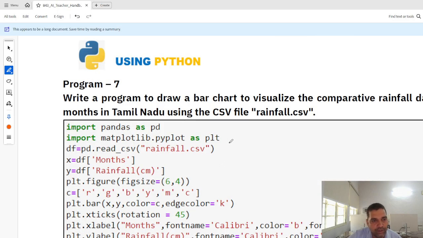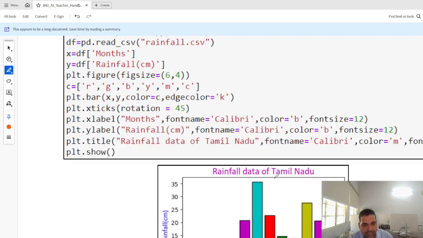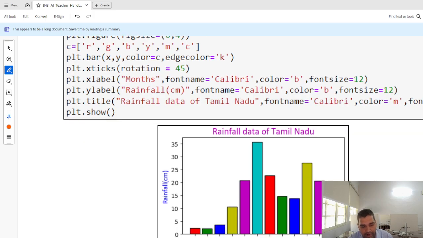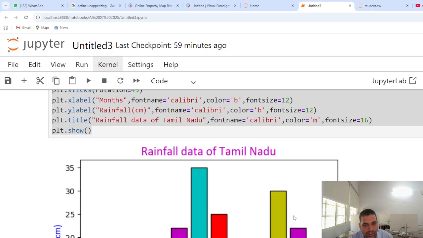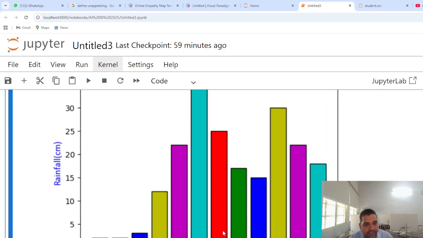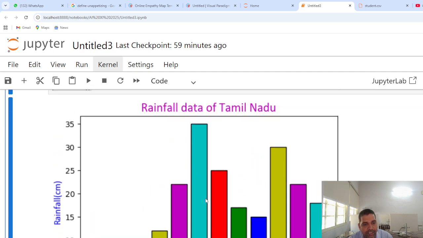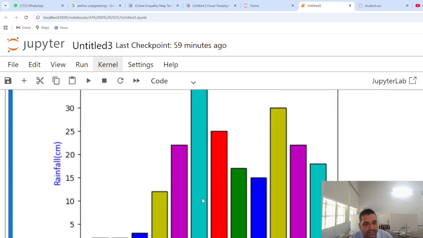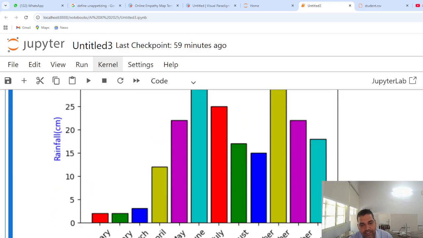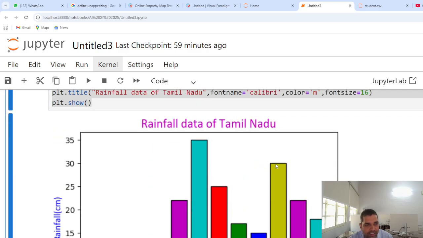Now see, similarly you can write a program to draw a bar chart to visualize the comparative rainfall data for 12 months in Tamil Nadu. I have just shown you how to do it, and you can visualize this Tamil Nadu rainfall data in bar form. I have also done it in the notebook, I'll show you here. The output will be like this: January, February, March, April. Which month has the highest rainfall? June. You can see near about 35 centimeters of rainfall in June. And the second highest is in October, near about 30 centimeters.